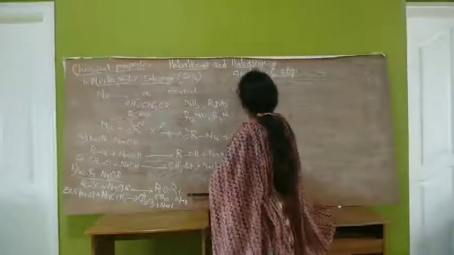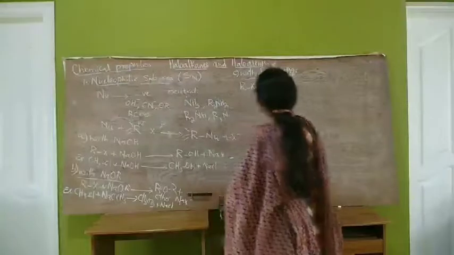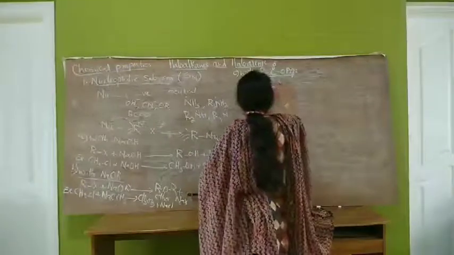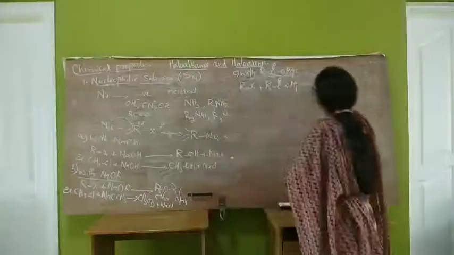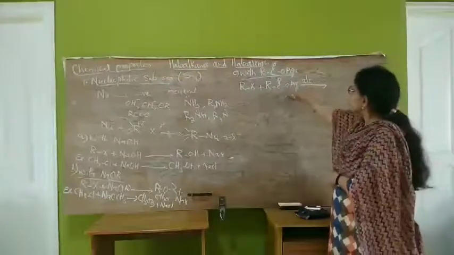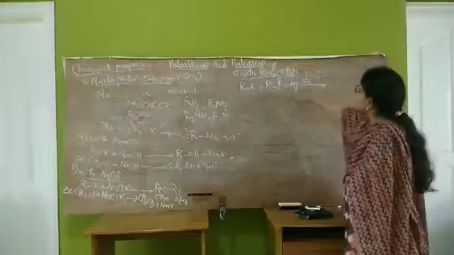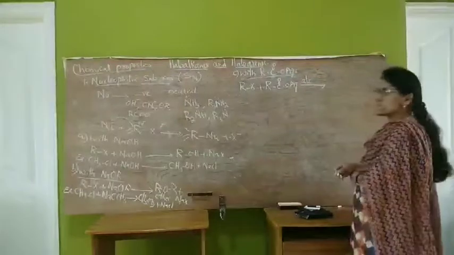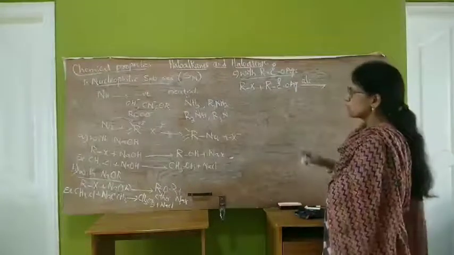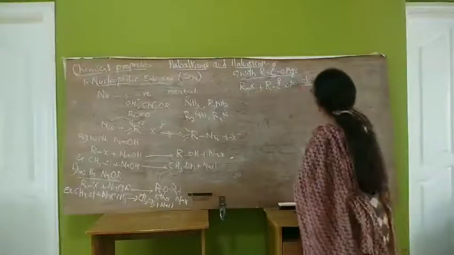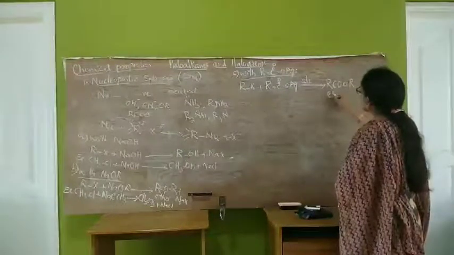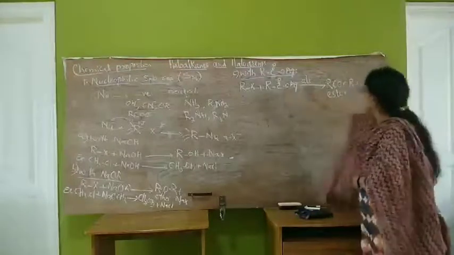When alkyl halides are heated with silver carboxylate, the silver salt of carboxylic acid, in alcoholic solution, the nucleophile is RCOO minus, and RCOOR is formed as the product. RCOOR is an ester, plus AgX.